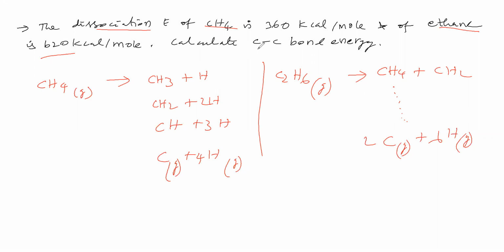Now what are they asking us to find? Calculate the C-C bond energy. C-C bond energy in the sense, as per the sum, is for ethane, because only in ethane is there a C-C bond. In methane there is not; methane has only one carbon, so how can a C-C bond be there? So the C-C bond energy we have to find is for ethane only.